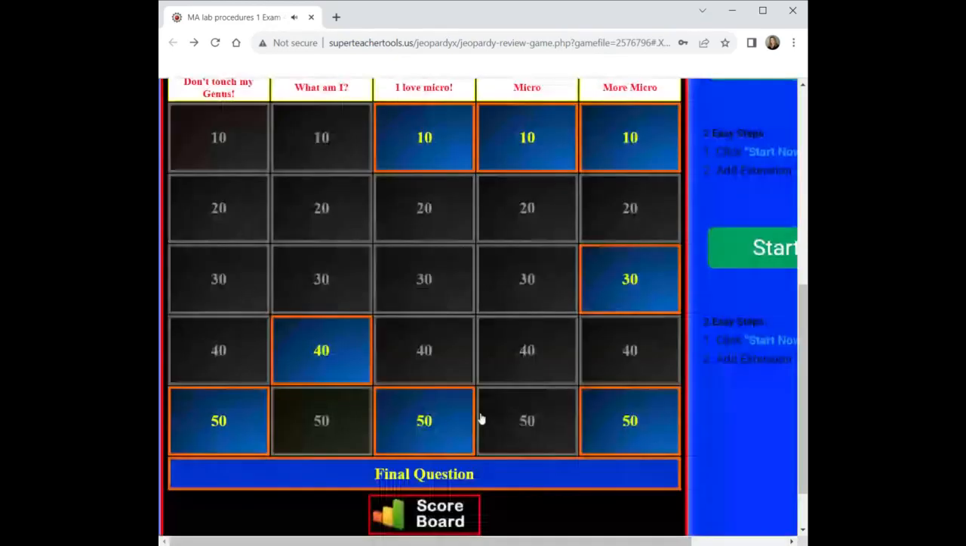Team 2, Courtney. How about the what am I for 40?